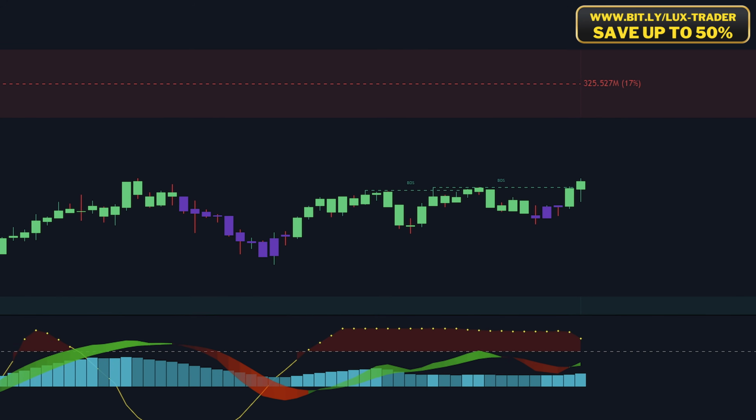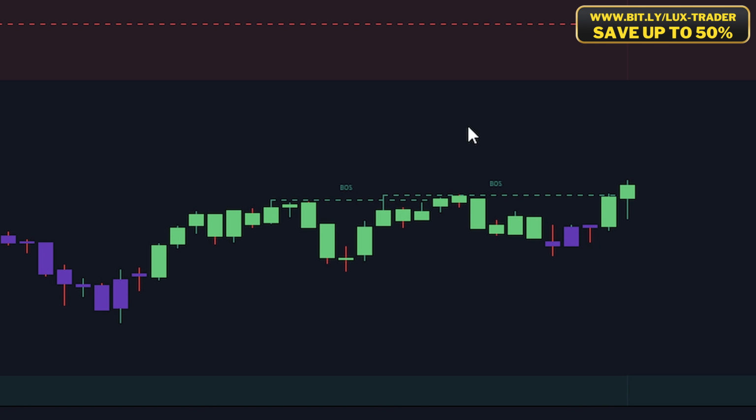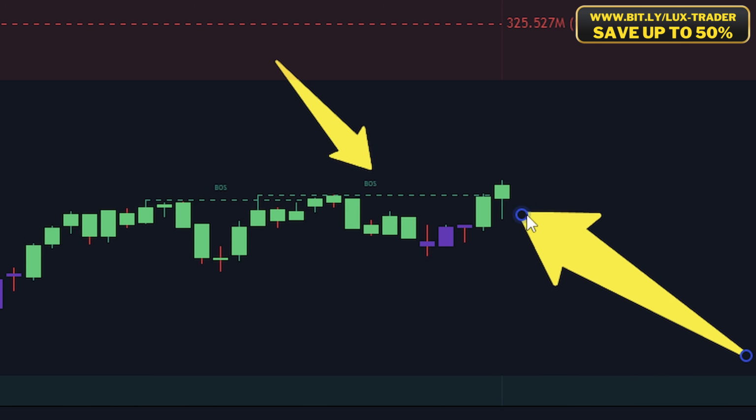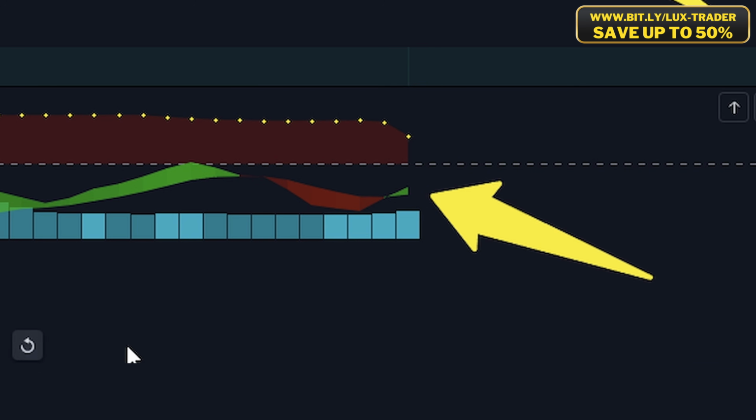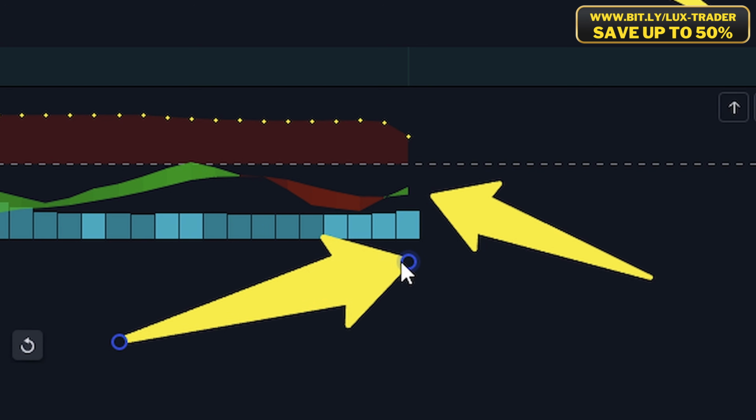Here are the exact rules for a buy position. First, we need to see either a bullish break of structure or a bullish change of character label. This indicates a potential upward trend. Next, the candle must be colored green. This confirms a strong bullish signal. Then, the ultimate stochastic trigger band must also be green. This provides further confirmation of the bullish momentum. Additionally, the histogram must be colored in light blue. This shows strong upward momentum.